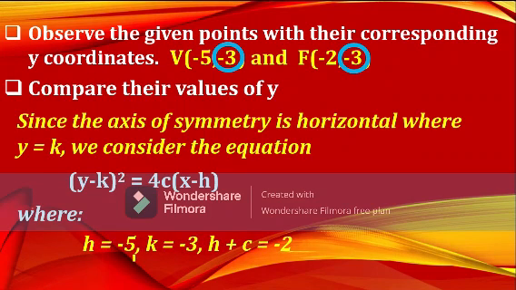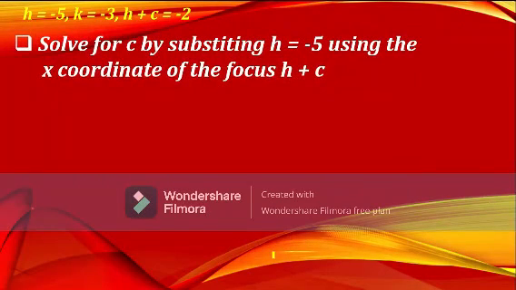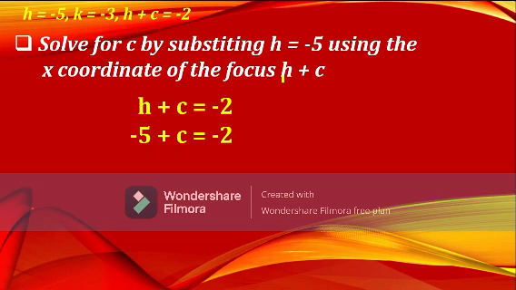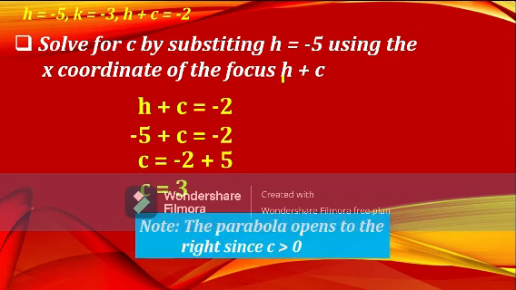Okay, where h is equal to negative 5, which is given, k is negative 3, which is given, and h plus c is equal to negative 2. Okay, that's our focus. Solve for c by substituting h is equal to negative 5 using the x-coordinate of the focus, h plus c. So h plus c is equal to negative 2. Negative 5 plus c is equal to negative 2. Then c is equal to negative 2 plus 5. Therefore, c is equal to 3.